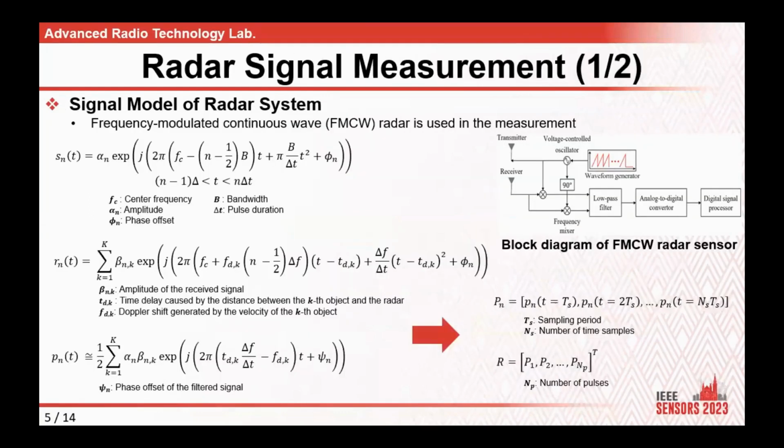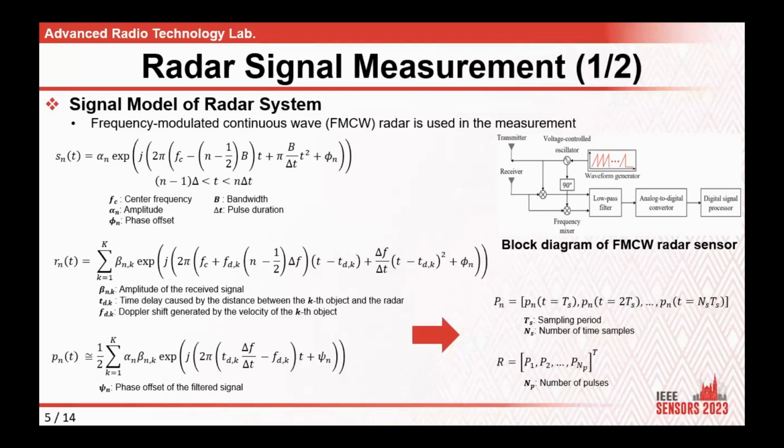Next is the signal model of the FMCW radar used for the measurements. As shown in the block diagram on the right, a radar consists of various elements, including a transmitter and receiver. The waveform generator generates pulses during a certain period, and the transmission signal of the nth pulse is as follows. The signals reflected from K targets are as follows, where the distance and speed of the targets can be estimated through time delay and Doppler shift.